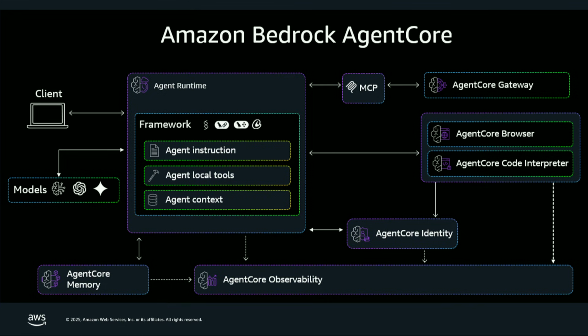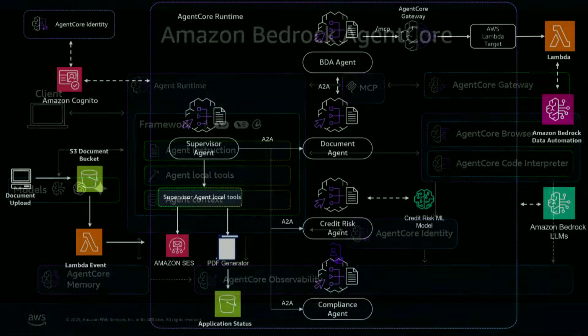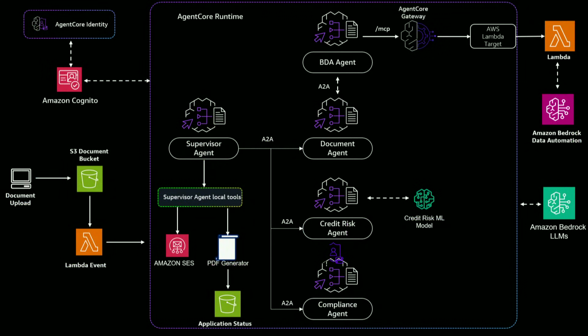Awesome. Now I'll walk you through the architecture of the solution we built. Then we'll show a demo, and then we'll walk you through the code of the agents as well. Now here you're seeing the architecture of the loan origination system we built using agentic AI. Let me walk you through that from left to right.